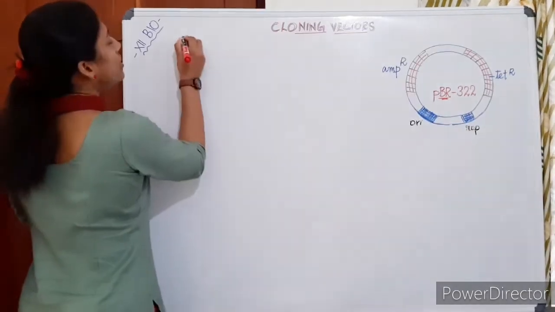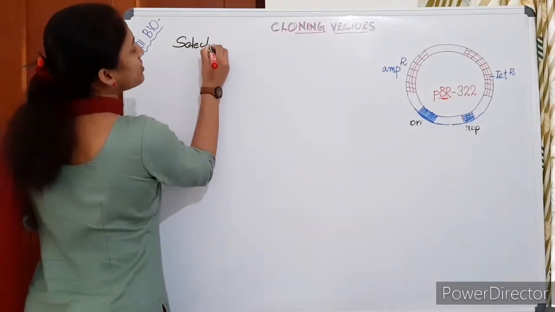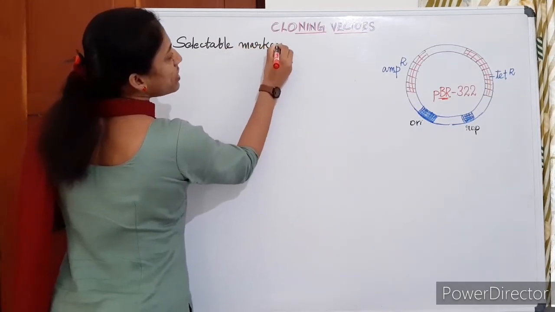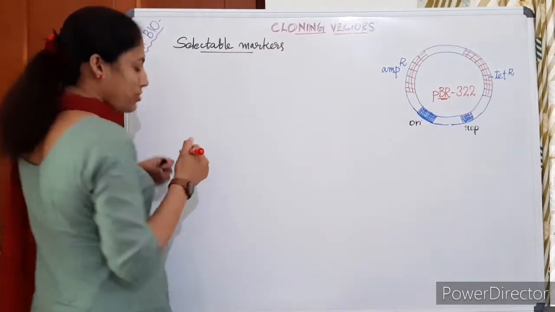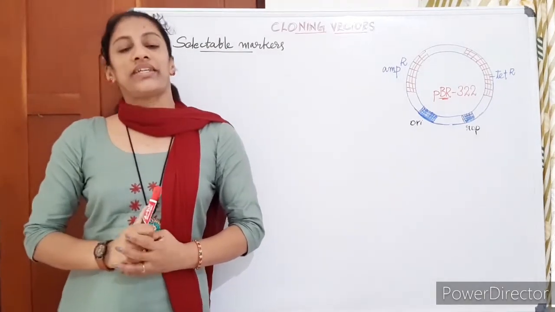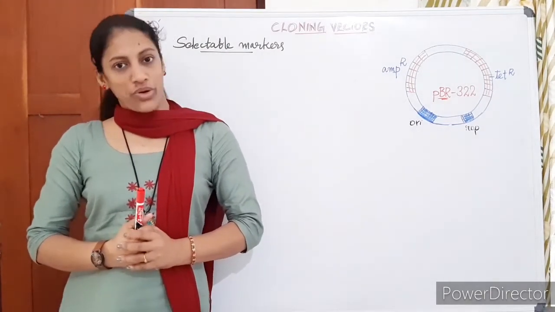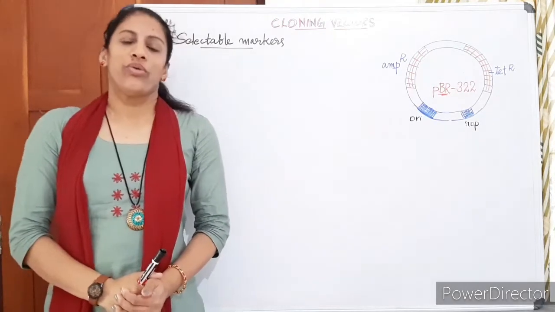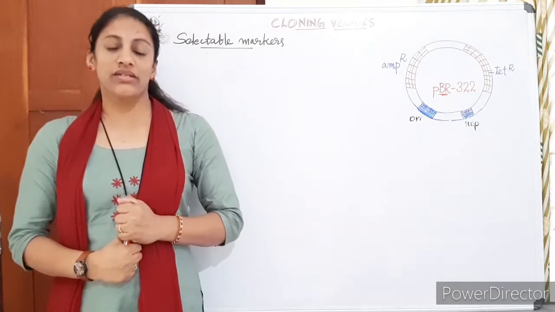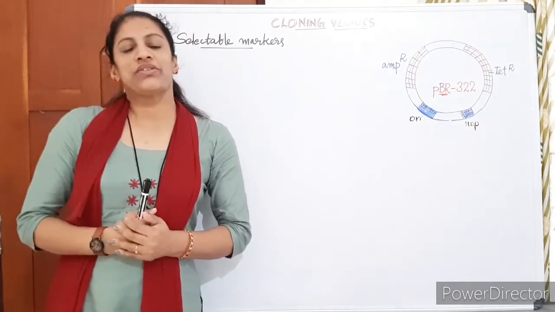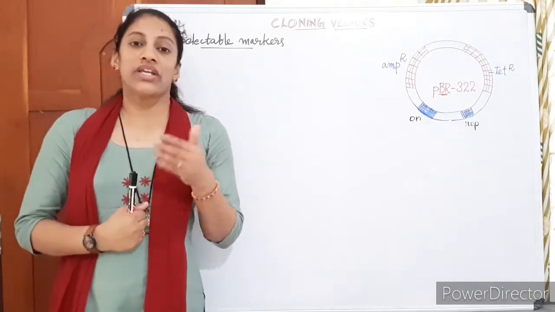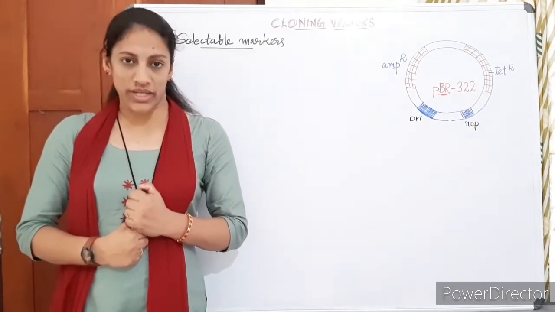So, you must know what selectable markers are. It's a very important topic. The selectable markers in pBR322 are the ampicillin resistance region and the tetracycline resistance region. If so, what is the significance of these regions? What are selectable markers meant for? The purpose of a selectable marker is that it helps us to select the recombinants from non-recombinants.